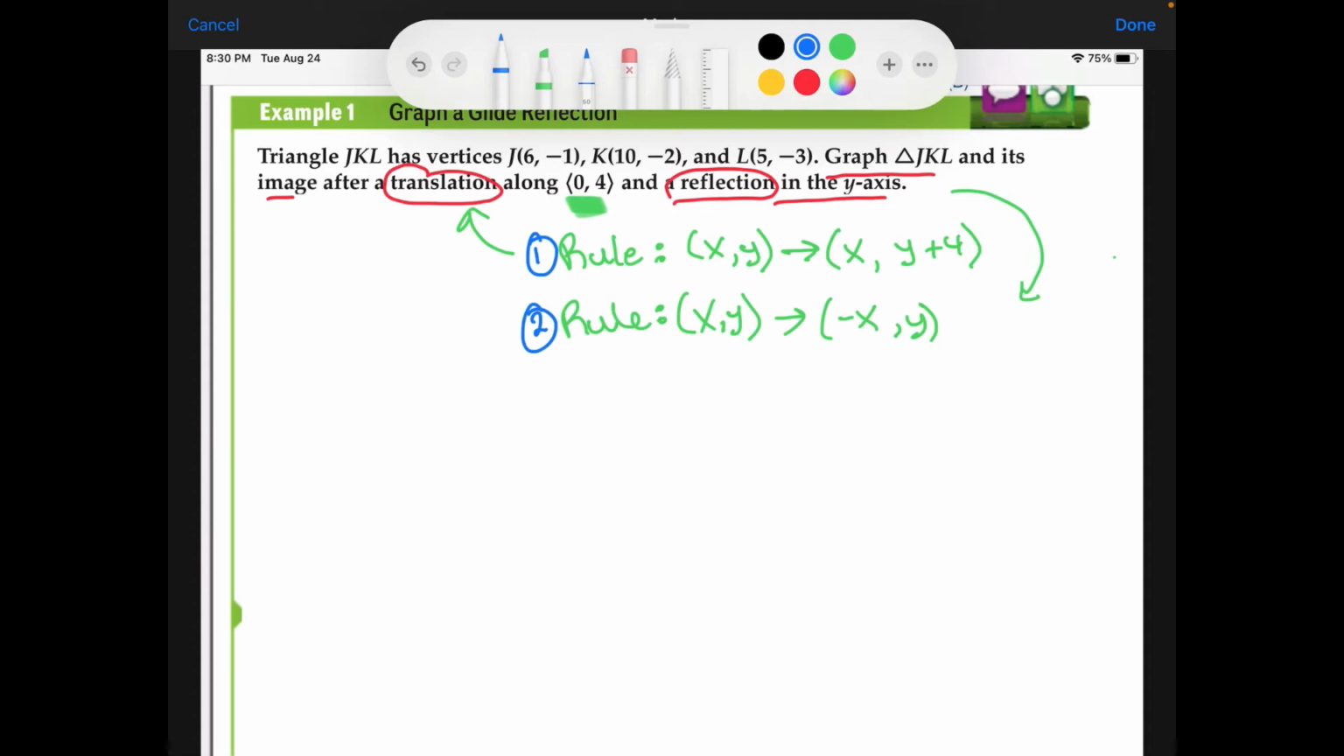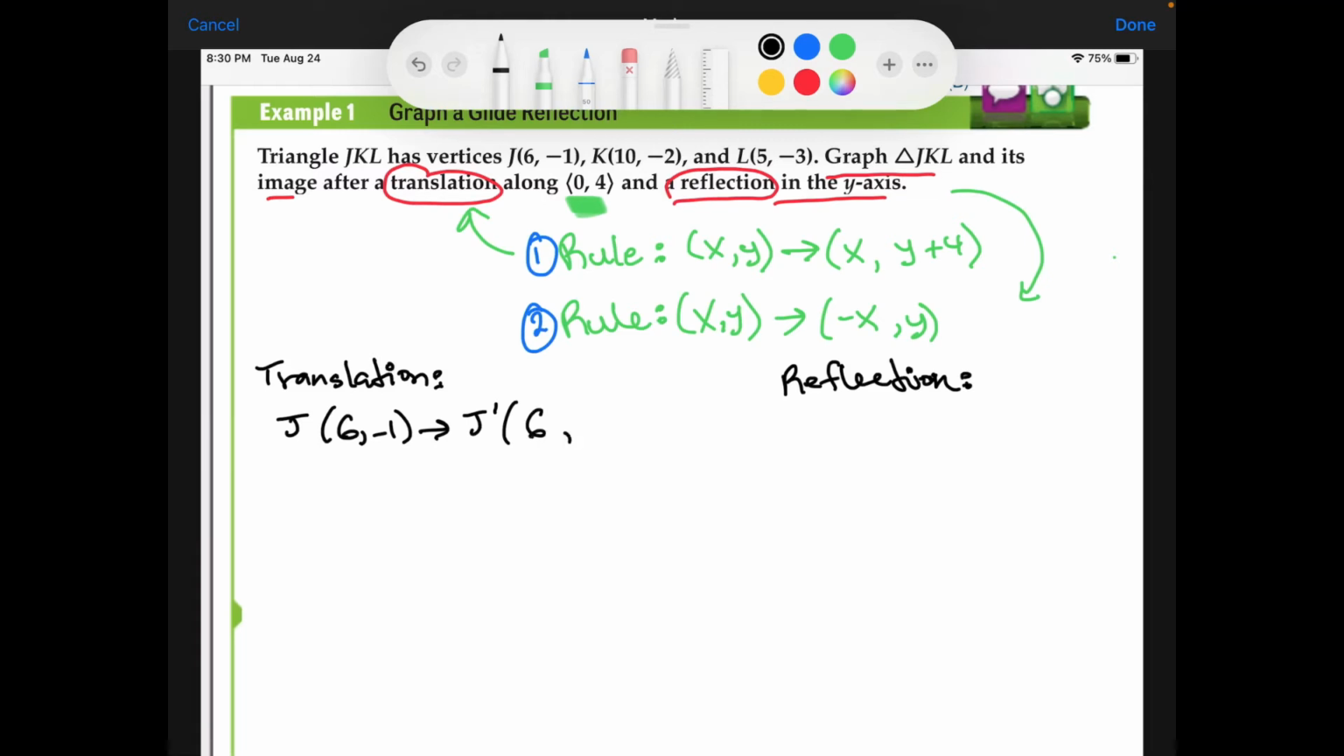So let's go ahead and try this out. First, I'm going to apply the rule for my translation. And then I'm going to apply the rule for my reflection. So for our first point, J, which is at 6, -1, it's going to become J prime. And our rule says we have to add nothing to our x value, but we're going to add 4 to our y values. So -1 plus a 4 is going to give us a 3. And we'll continue on with this pattern for our translations for the rest of the points.